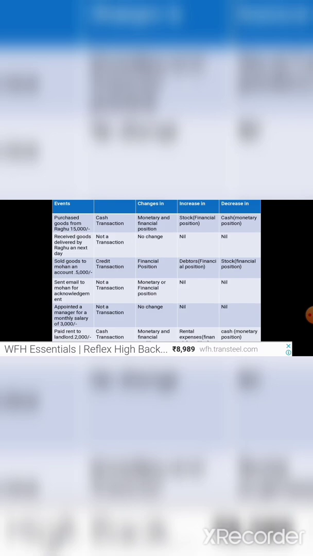Next, stock, financial position. Sent email to Mohan for acknowledgement. It is not a transaction, monetary or financial position. So this is the small example for the transaction.